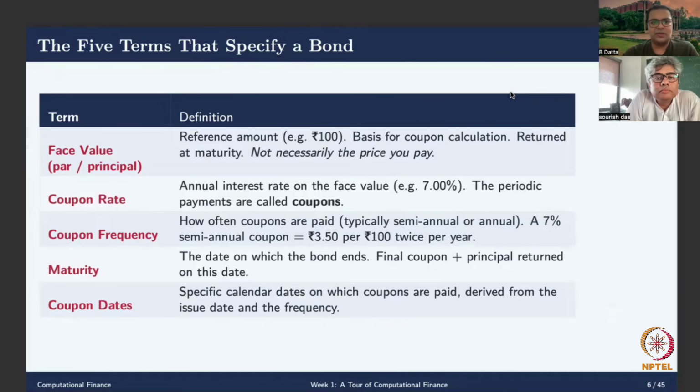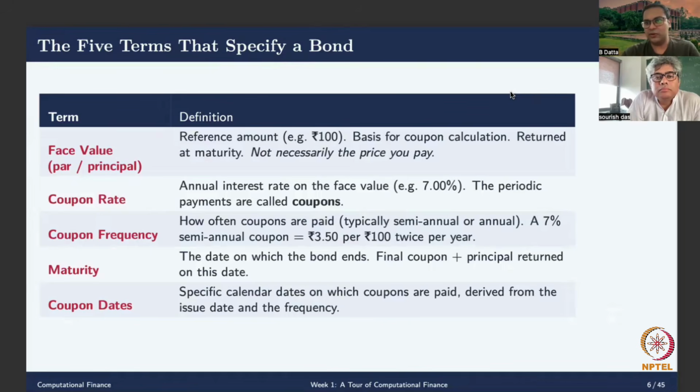Now, what's going to be the coupon rate? This is the interest that you are going to be getting. One of the common conventions that we are going to be using here is that it's quoted as a fraction of the face value. So for example, if it's 7%, we'll see in the next slide what it is going to mean in terms of a payment, but you're going to have a coupon rate which is going to be on the face value.